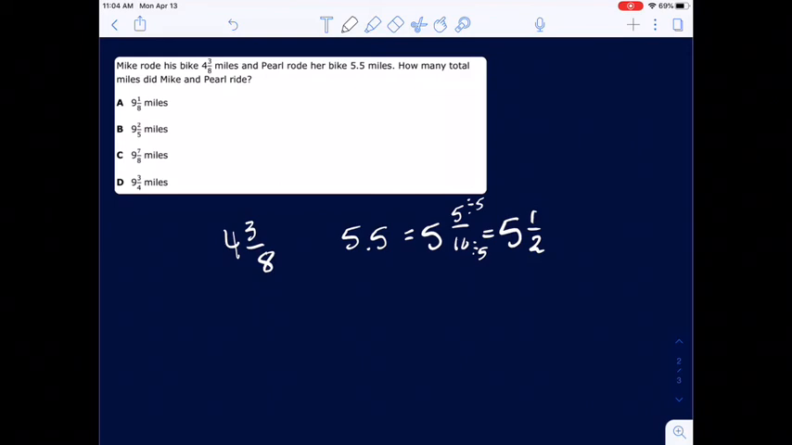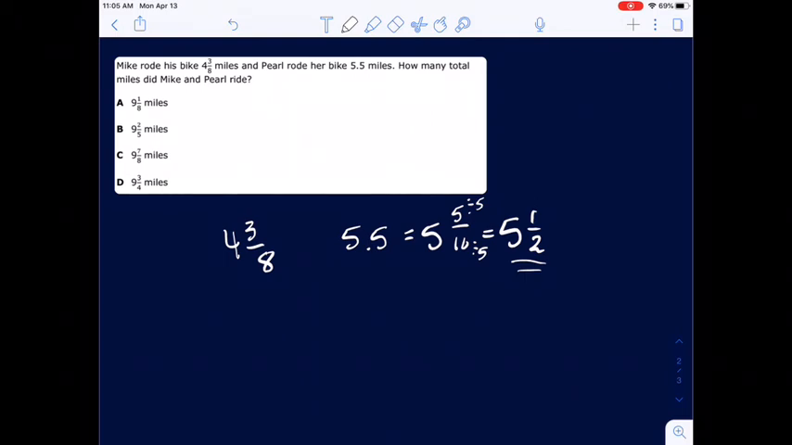Mike rode his bike 4 3/8 miles, and Pearl rode her bike 5 5/10 miles, or we have figured out that that's 5 1/2. How many total miles did Mike and Pearl ride? So this asks me a really good question that you guys have been thinking about all year. Do I have the total, or am I looking for the total? Well, in this case, it says how many total miles. So no, I don't have the total.